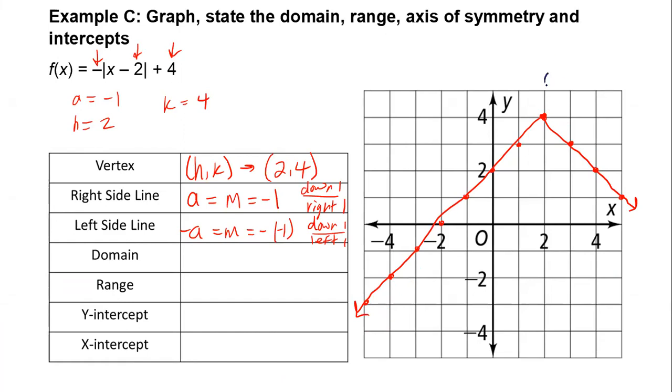So therefore, our axis of symmetry is here. It goes through 2. So our axis of symmetry is at x equals 2.